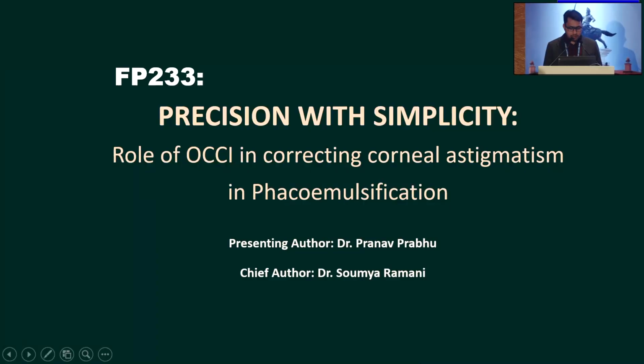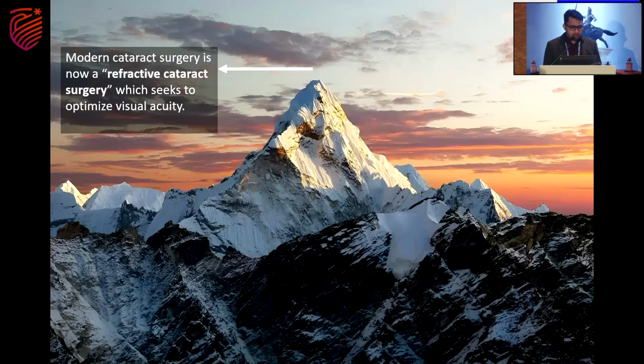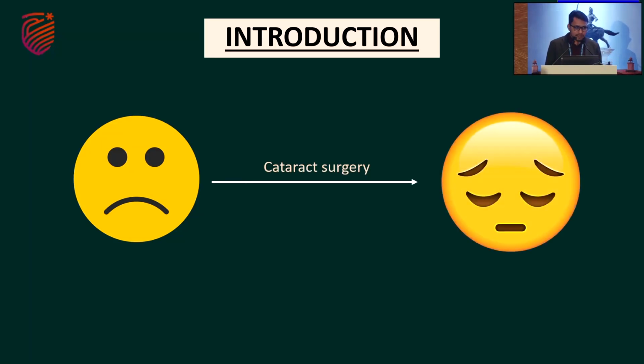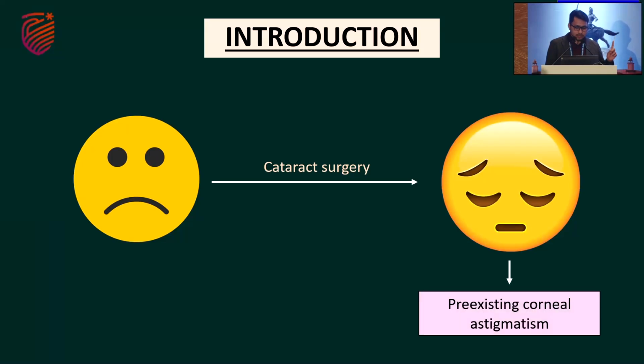Thank you, sir. Good morning to all the judges and the delegates here. So today I'll be talking on role of opposite clear corneal incision in correcting pre-existing corneal astigmatism. We know the modern day cataract surgery is a refractive surgery, and our patients are also very demanding. So we have often encountered patients who are unhappy even after the cataract surgery, and one of those reasons could be a pre-existing corneal astigmatism which we have not corrected.